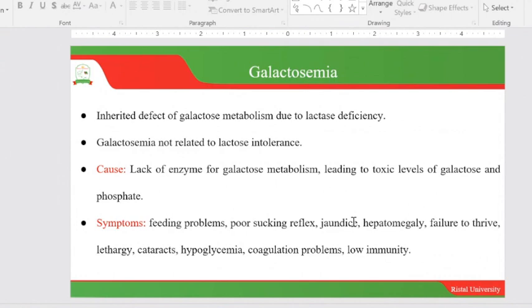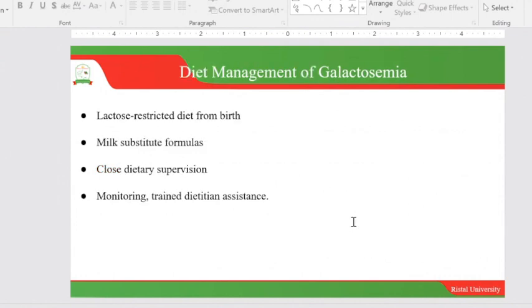But symptoms of galactosemia can really vary, okay? This could include feeding problems, poor sucking reflex, the jaundice, remember, the hepatomegaly, the failure to thrive, the lethargy, the hypoglycemia, the coagulation problems, and also a lowered immunity. So, when we talk of the dietetic management of galactosemia, really we are looking at a lactose restricted diet from birth. Okay, milk substitute formulas. These we could argue that they could be contraindicated.